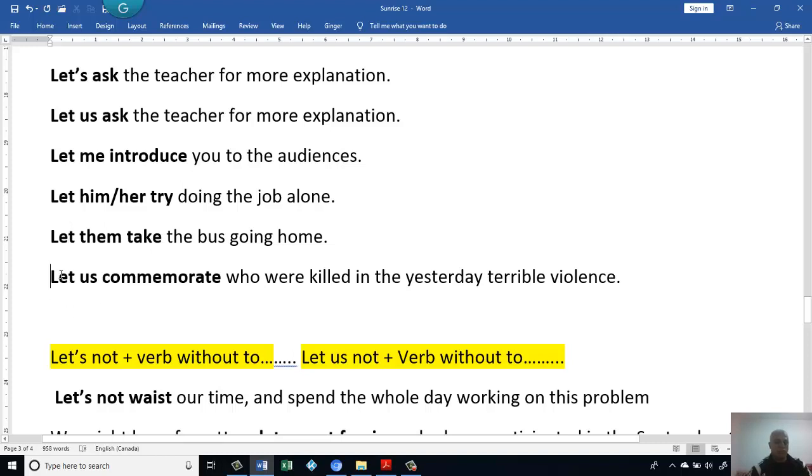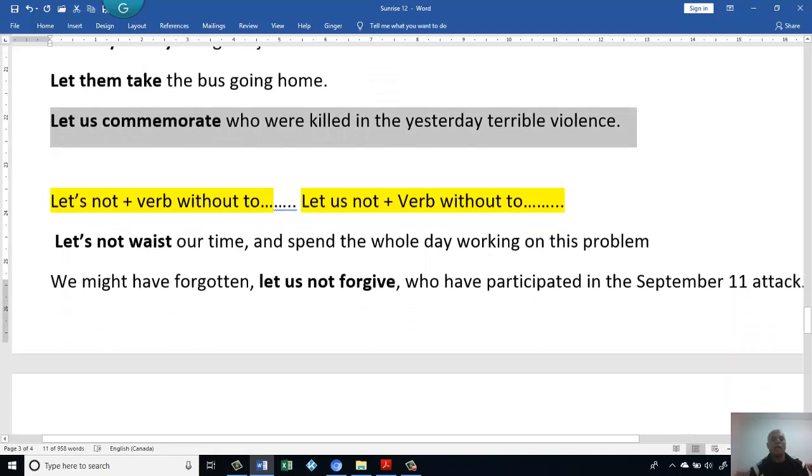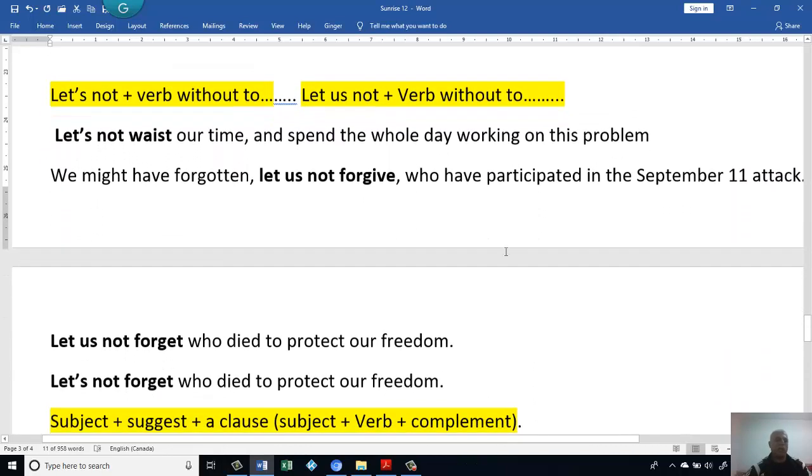Or sometimes we say, let's, let us commemorate those who were killed in yesterday's terrible violence. Okay? Let's say sometimes we use it in the negative: let's not plus verb with no to. Then here we just have normal sentences with no question mark. Let us not, with the verb with no to, then ending the verb with a period or full stop.